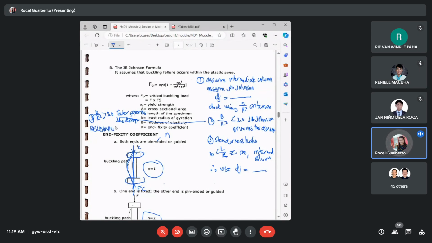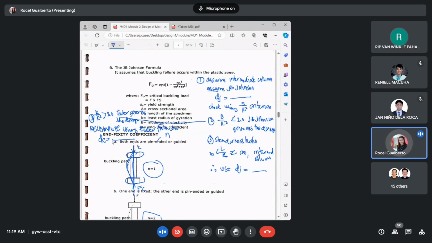Okay? You recompute using the Euler formula. Yan, so magkakaroon ka ngayon ng bagong sagot, diameter galing po dun sa Euler formula. Tama na ba yon?